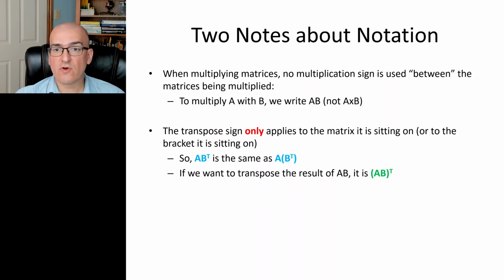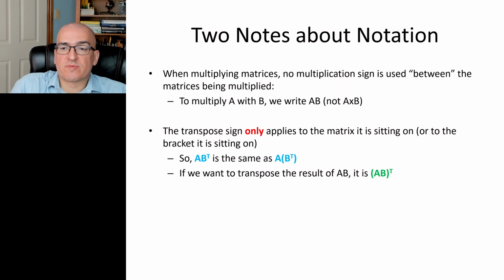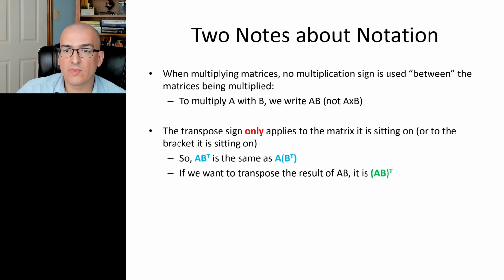Some notation. Notice that when we had A multiplied by B, there was no dot between them or no X between them. There was no symbol at all. And that's typical. That's how we describe matrix multiplication. There's no symbol between the matrices when we multiply.